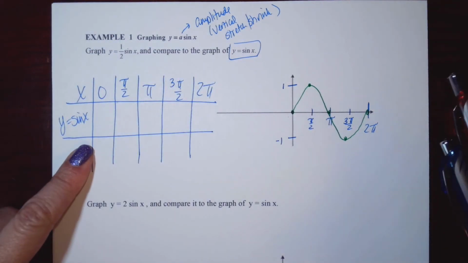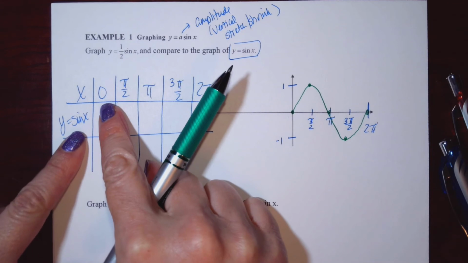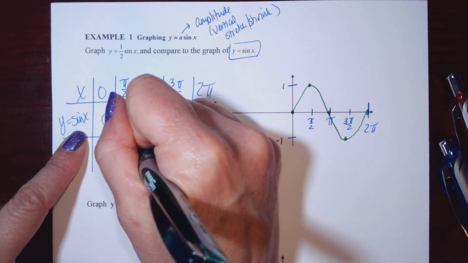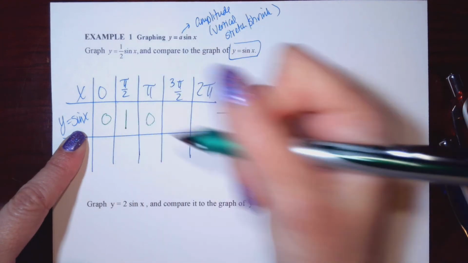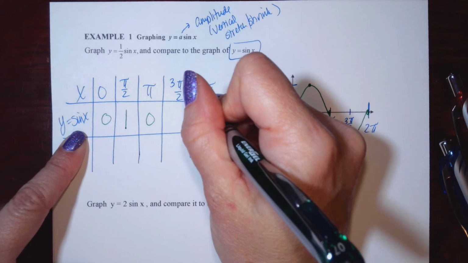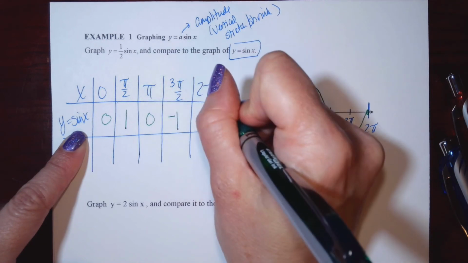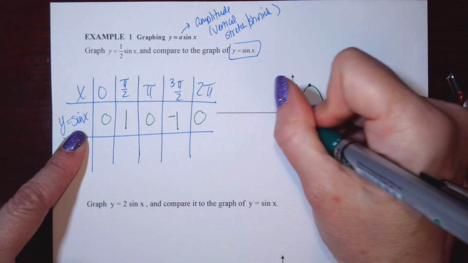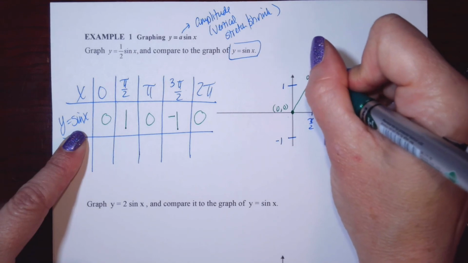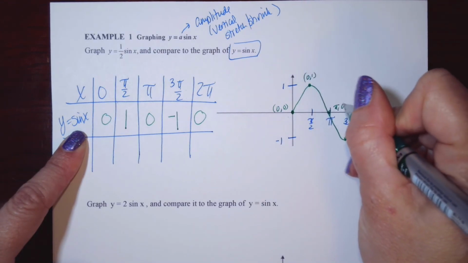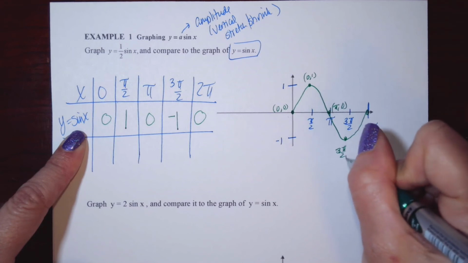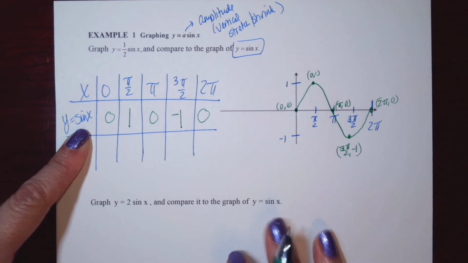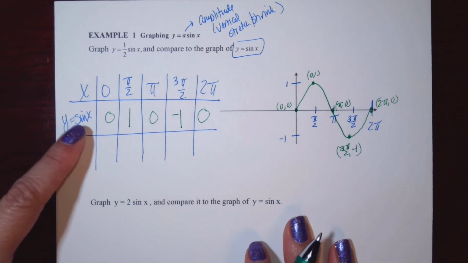If you need to reference your unit circle, at 0 radians, my sine function value is 0. Up at pi half, my sine value is 1. Over at pi, my sine value is back to 0. At 3 pi halves, my sine function value is -1, and then when I come back around to 2 pi, I've done a full cycle and I'm back to 0. So there's my coordinates: 0, 0; pi half, 1; pi, 0; 3 pi halves, -1; and 2 pi, 0. There are my 5 major points that we graphed for 1 cycle of y equals sine x.